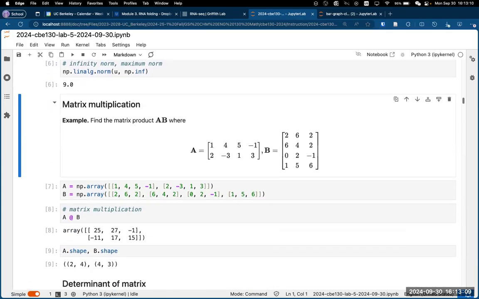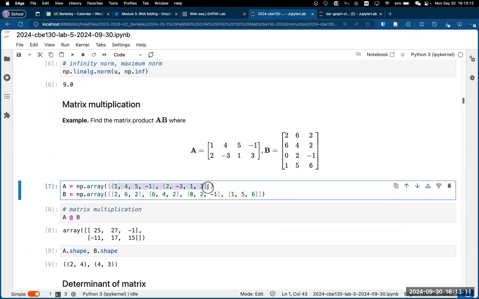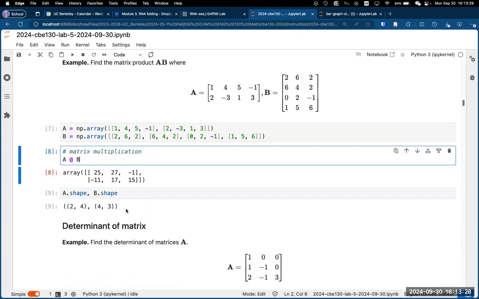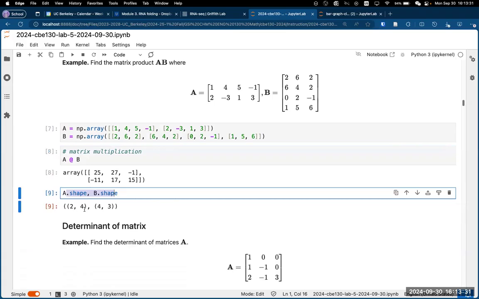To define a matrix, it's basically a 2-dimensional array. So here I have defined matrix A and matrix B. If you want to multiply the matrices, the syntax is still at. So A at B is basically the matrix product of A times B. You can also verify their shapes: the inner dimensions should match. So 2 times 4 and 4 times 3. The inner dimensions match, so they can perform matrix multiplication.